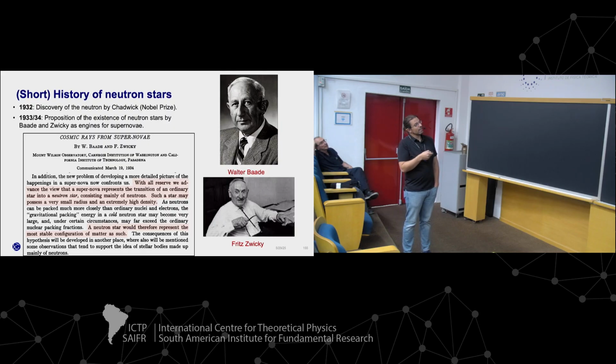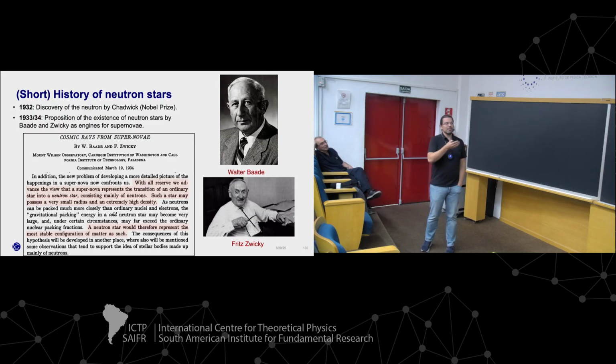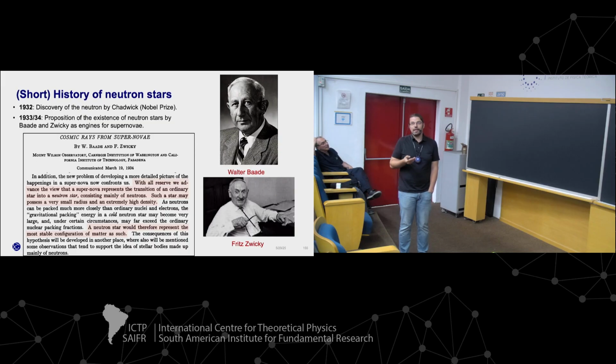So they say, with all reserve, we advance the view that a supernova represents the transition of an ordinary star into a neutron star, consisting mainly of neutrons. Such a star may possess a very small radius and an extremely high density. A neutron star would therefore represent the most stable configuration of matter as such. It's just theoretical reasoning. It's correct. And I think this is a fascinating example that theory can predict things that we later see experimentally or observationally.